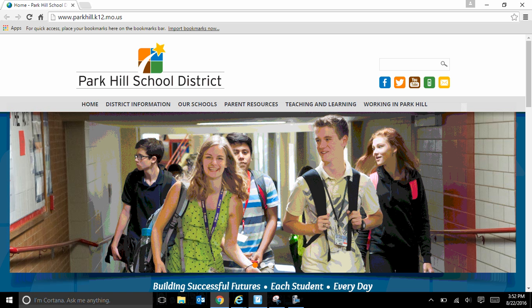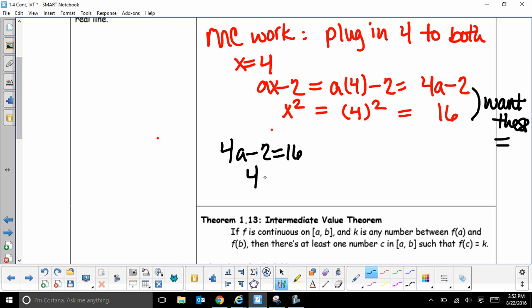Add the 2 over. 4a equals 18. Divide by 4. A would be 18 over 4, which is the same as 9 over 2. Okay, they said find the a value.